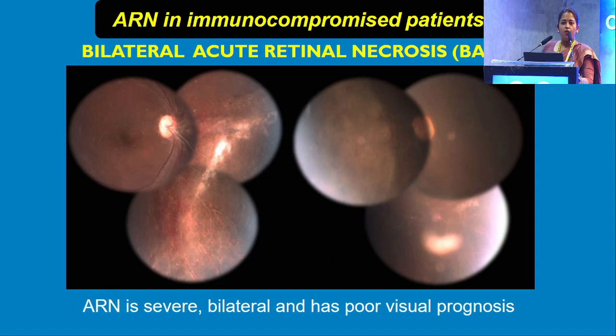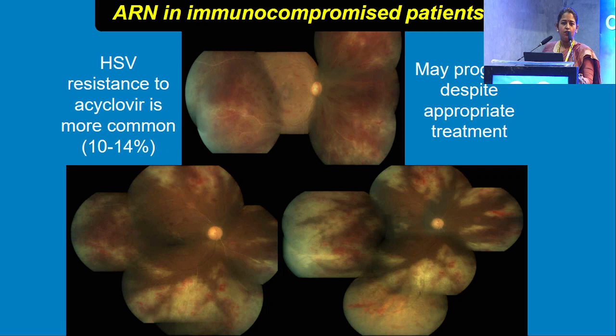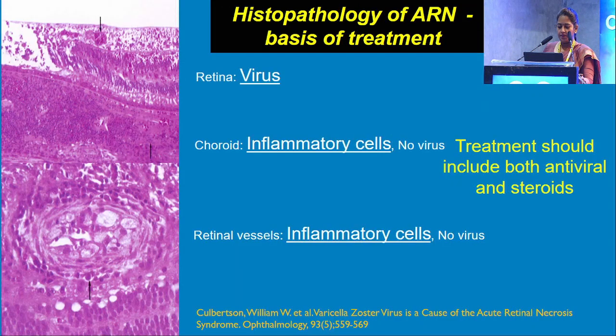Although the immunocompromised or immunocompetent status does not make a difference in making a diagnosis of acute retinal necrosis, in immunocompromised patients the ARN is bilateral, severe, and a poor visual prognosis is associated, and more likely HSV resistance to acyclovir is there in these patients.